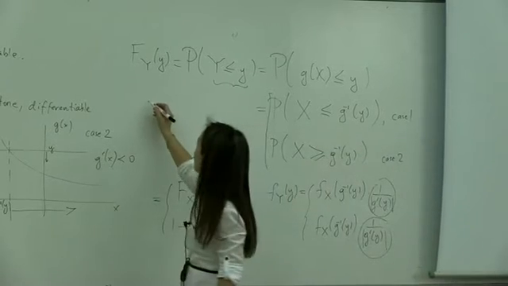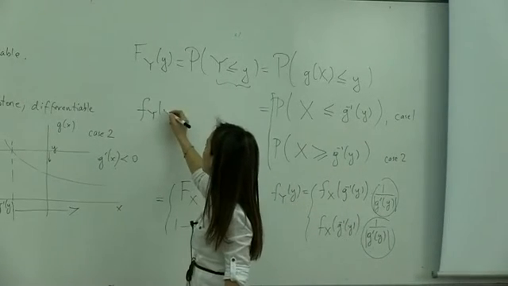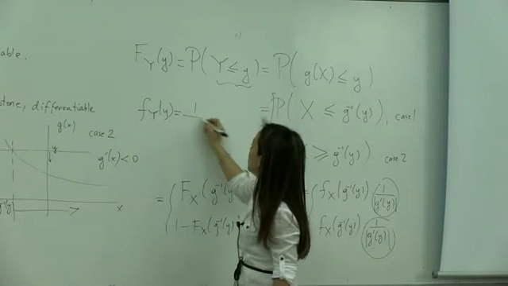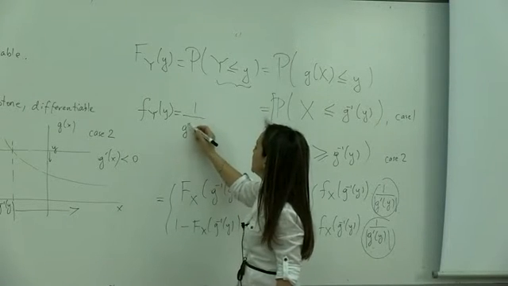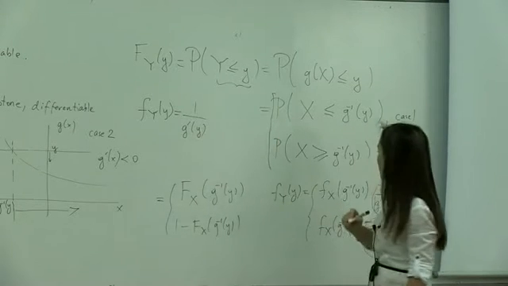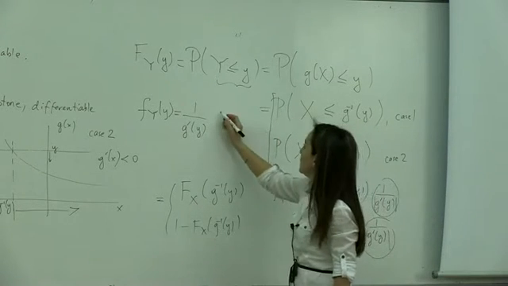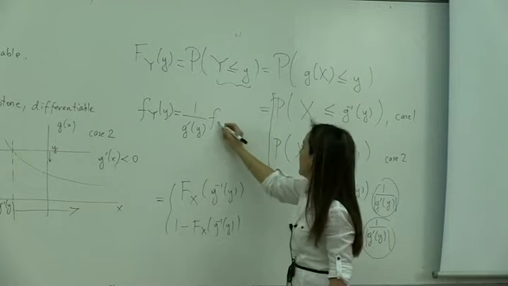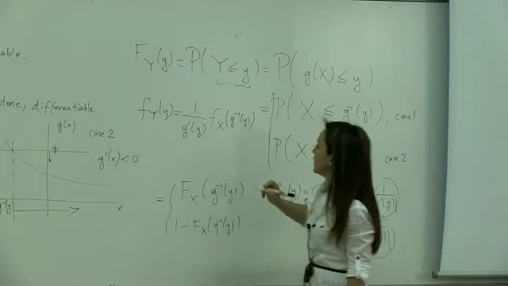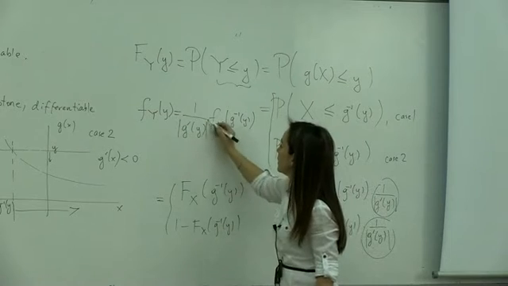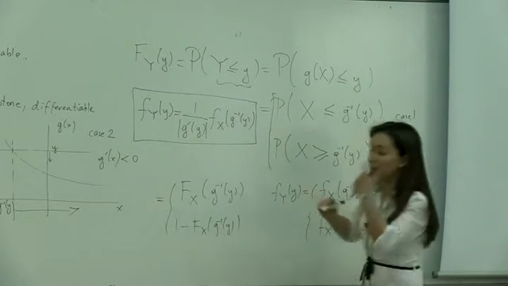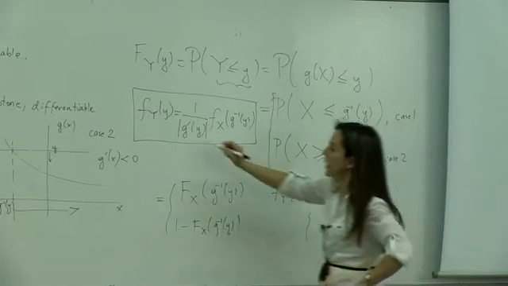Let me write it here. f_Y of y is 1 over the absolute value of the g derivative at y, times f_X of g inverse of y. So exactly, I have a value y.